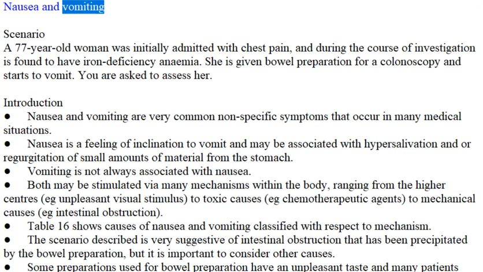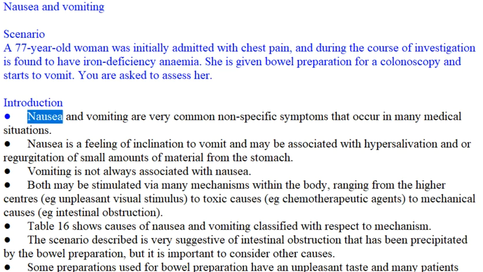Nausea and vomiting. Scenario: a 77-year-old woman was initially admitted with chest pain, and during the course of investigation is found to have iron deficiency anemia. She is given bowel preparation for a colonoscopy and starts to vomit. You are asked to assess her.